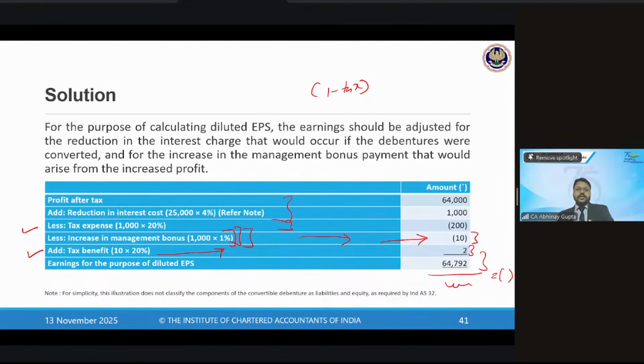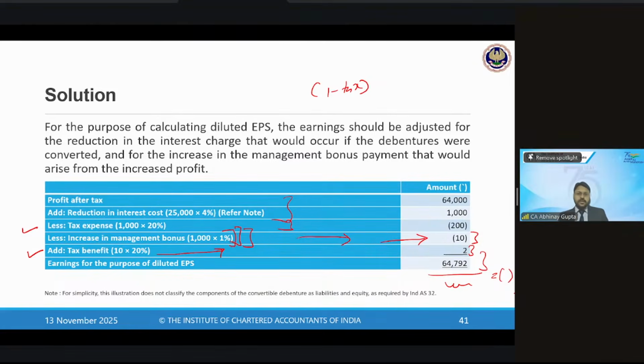So even if it is dilutive at the discontinued operation or the total level, doesn't matter. The control number is always basic earning per share from continuing operations, right? So these are the important items which we always need to keep in our mind in relation to calculation of these diluted earning per shares.